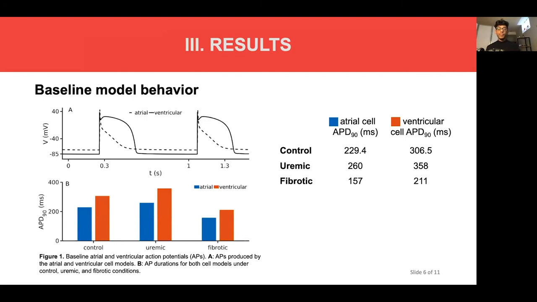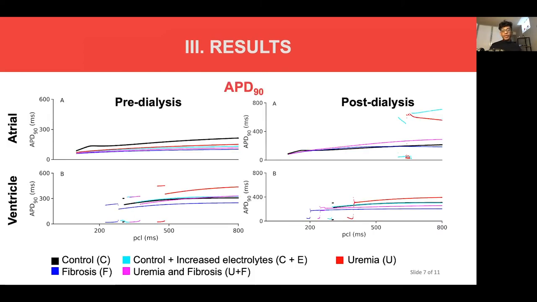Looking back at figure 1 of the baseline behaviors, we can see that uremia conditions prolong the APD90s of both atrial and ventricular cells. That indicates a slower heart rate. On the other hand, fibrosis decreased the APD90s in both cells, indicating a faster heart rate. As we varied the PCLs for each condition, we looked at the APD90s before and after dialysis. The top panels of each graph represent the atrial cells, and the bottom correspond to the ventricular cells, and the color coding is described at the bottom.